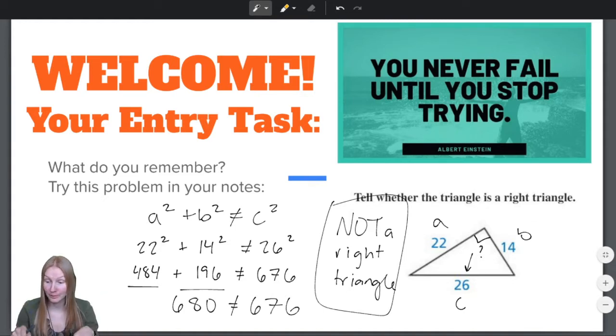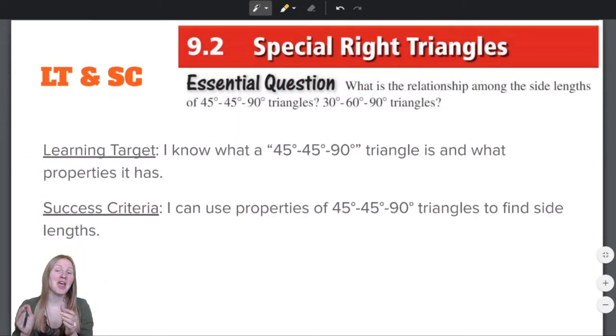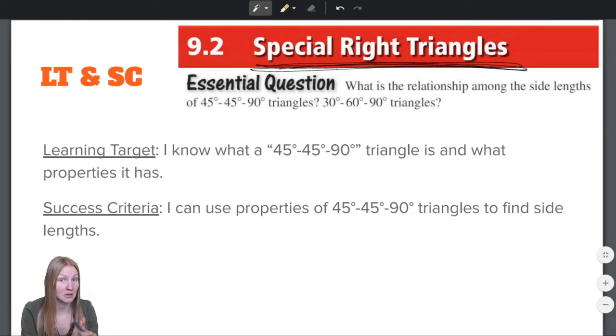Now let's jump in to what we have for today. Today, we start our work on section 9.2, special right triangles. These are actually very important. We're going to use these in geometry. You are going to use these in advanced algebra trig. You are going to use these in pre-calculus if you choose to move on to pre-calculus. So, we're going to pay extra special attention.